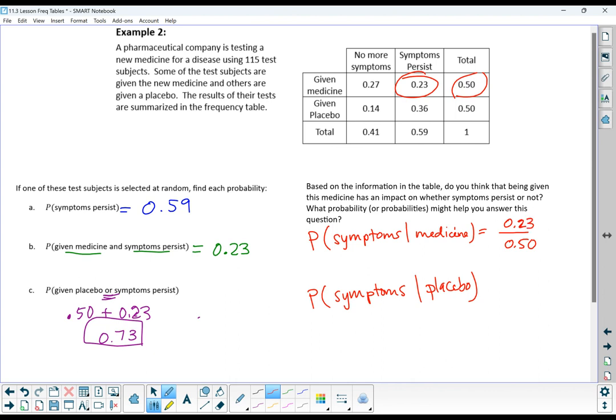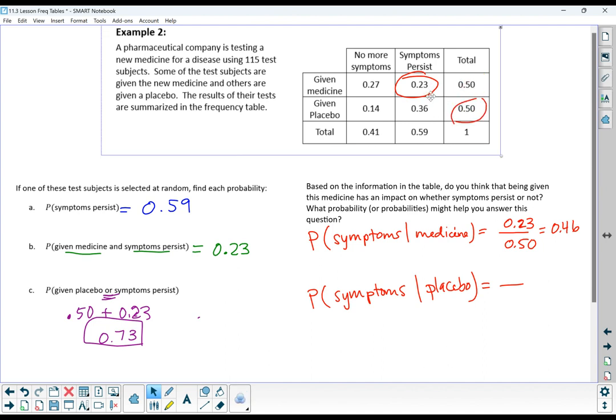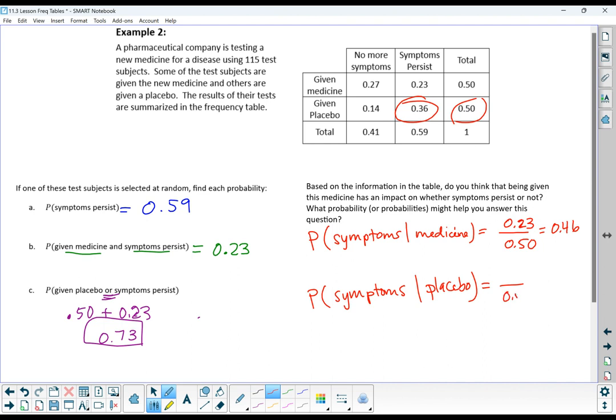And so if we divide that, we get 0.46. Now to think about those that are given the placebo and have symptoms persist. So this will still be out of 0.5 because half got the placebo and half got the medicine. So we're out of that 0.5. And of that group, the ones that had symptoms persist, 0.36. So if we divide that, we get 0.72.